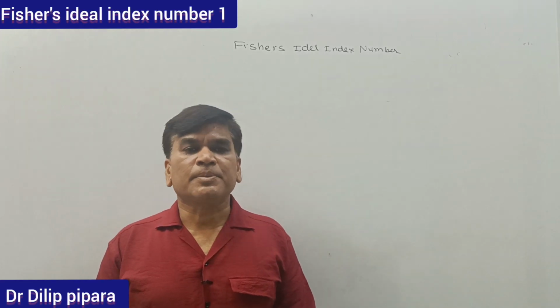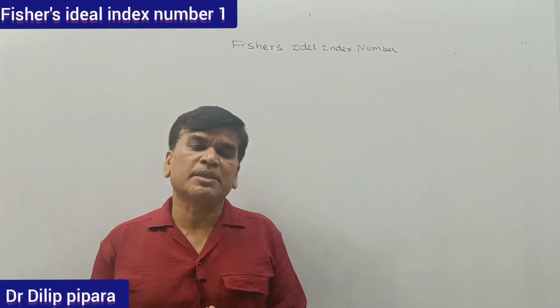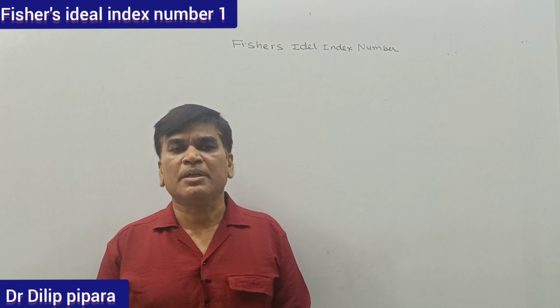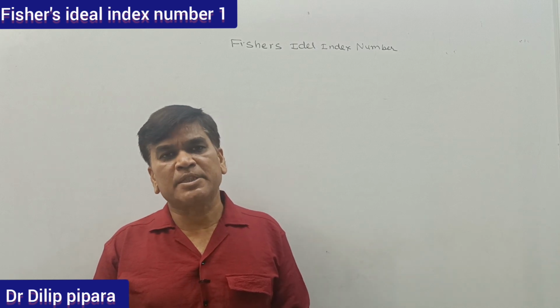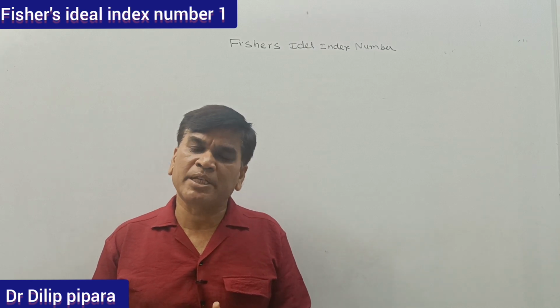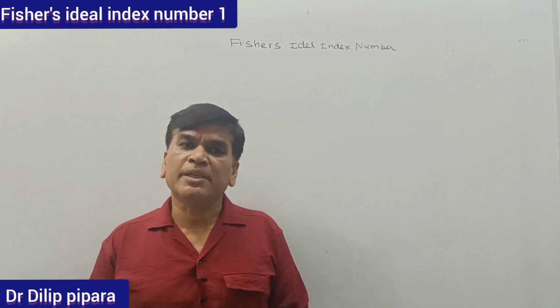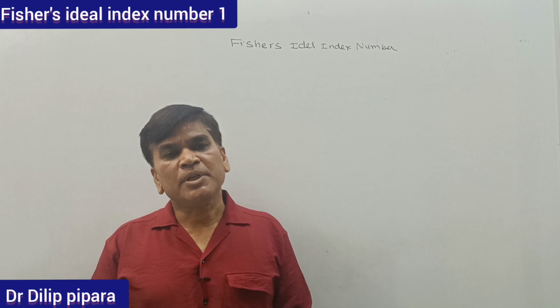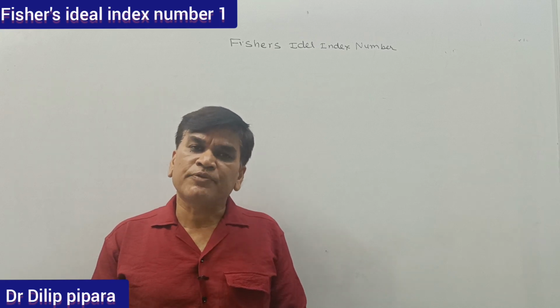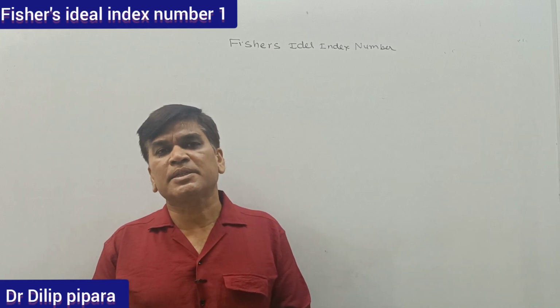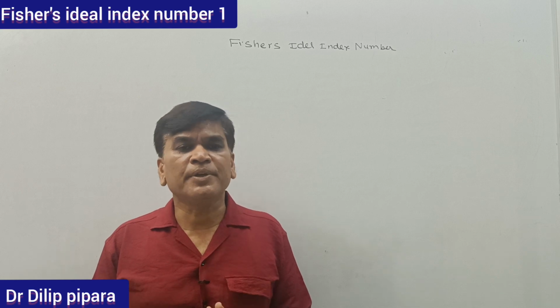From the index number chapter, we have learned so many methods for measuring index number. We have discussed what is the family budget method, what is the simple aggregative expenditure method. We have also learned how to deflate or inflate the index number. In today's video, we are going to discuss a very important method of index number.